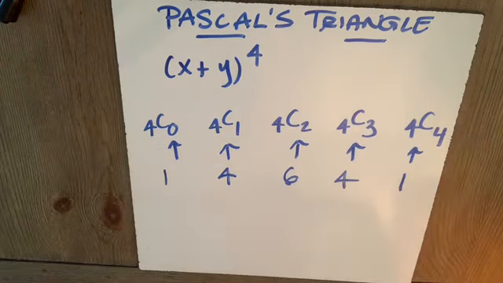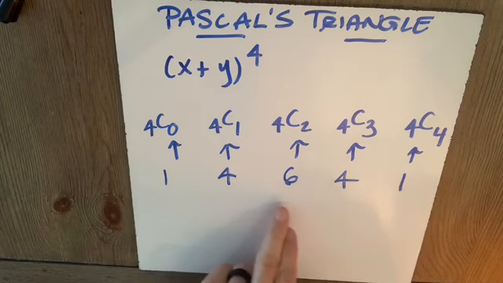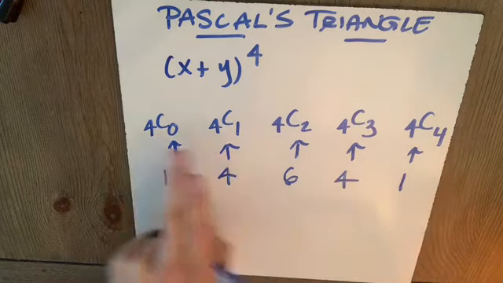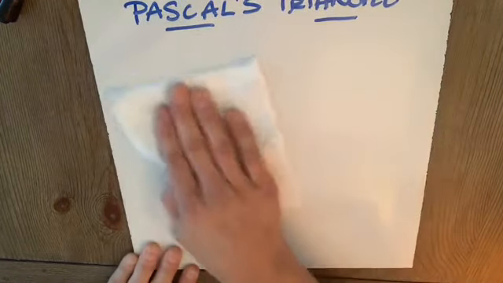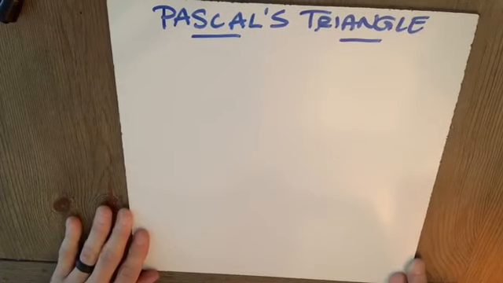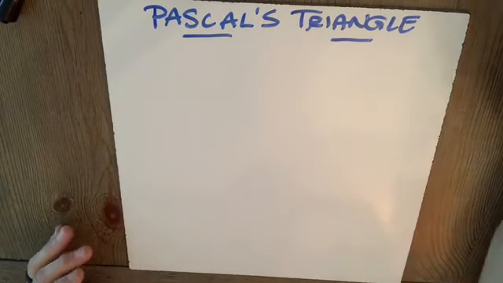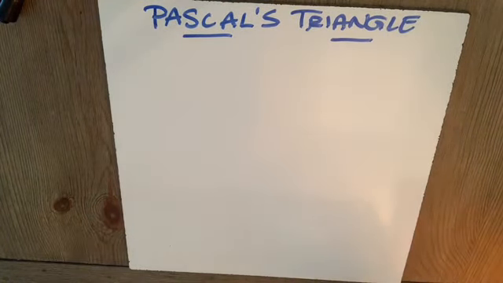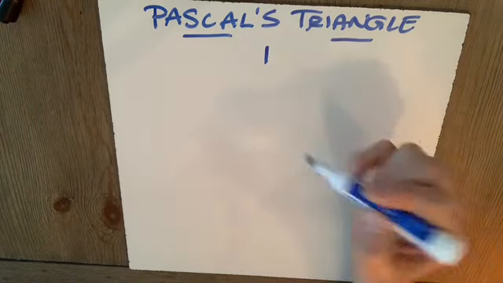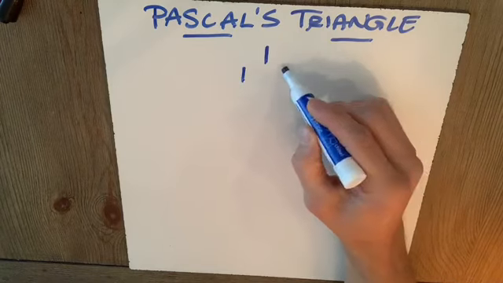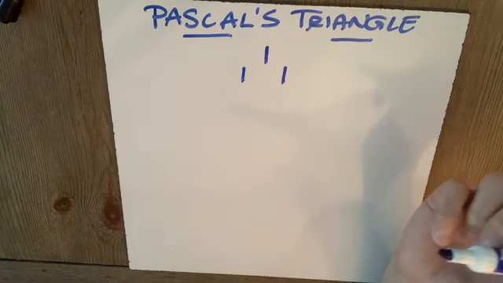binomial coefficients. There's a second way to find this same number pattern, 1, 4, 6, 4, 1, that does not use combinations, and that is Pascal's triangle. Now, Pascal's triangle will give us the binomial expansion coefficients. How do we find Pascal's triangle? Start with a 1, and then write 1, 1. If you can do that, then you get Pascal's triangle.